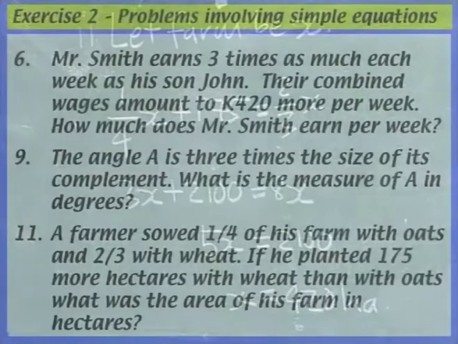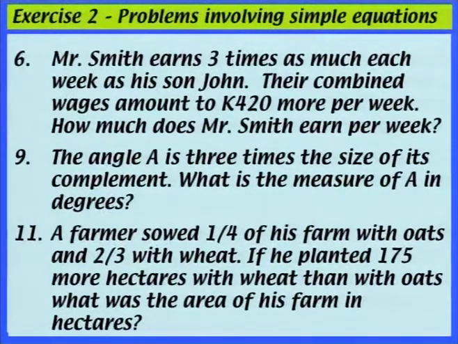The question reads, a farm sold 1/4 of his farm with oats and 2/3 with wheat. If he planted 175 more hectares with wheat than with oats, what was the area of his farm in hectares?